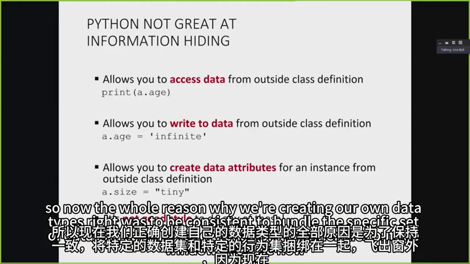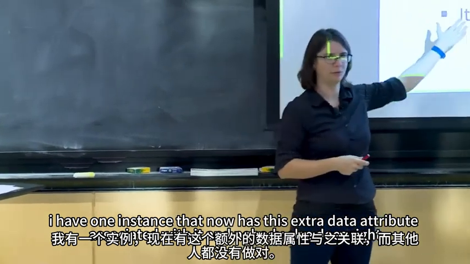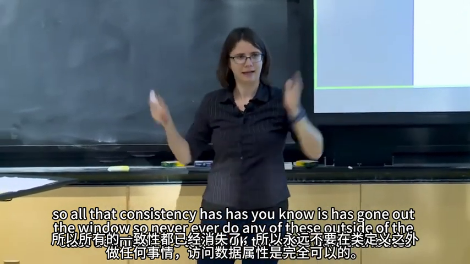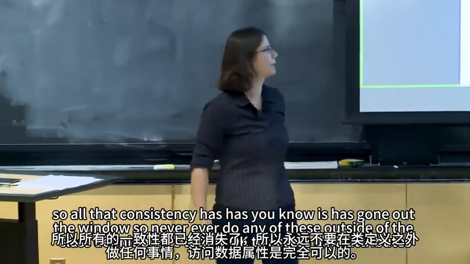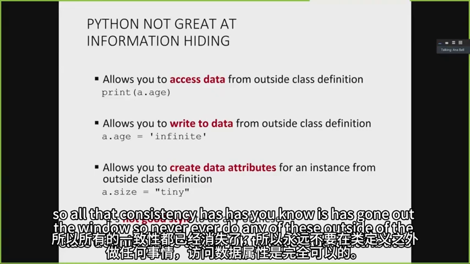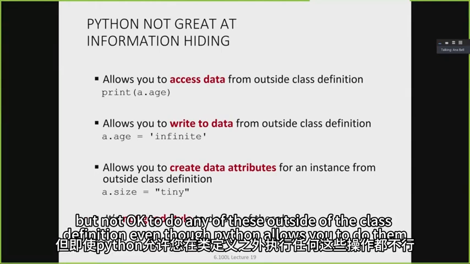Now the whole reason why we're creating our own data types, right, was to be consistent, to bundle a specific set of data and specific set of behaviors together. That flies out the window because now I have one instance that has this extra data attribute associated with it, and nobody else does, right? So all that consistency has gone out the window. So never ever do any of these outside of the class definition. It's totally okay to access data attributes while you're defining a class, right? But not okay to do any of these outside of the class definition, even though Python allows you to do them.